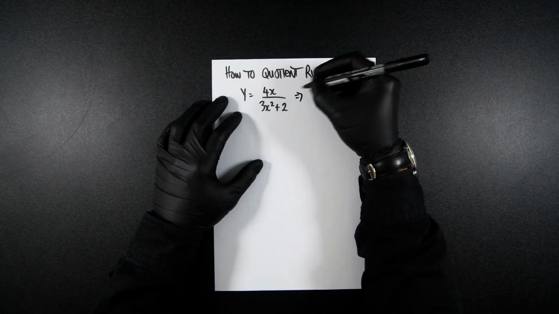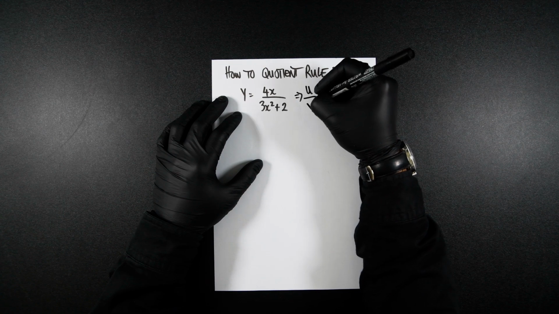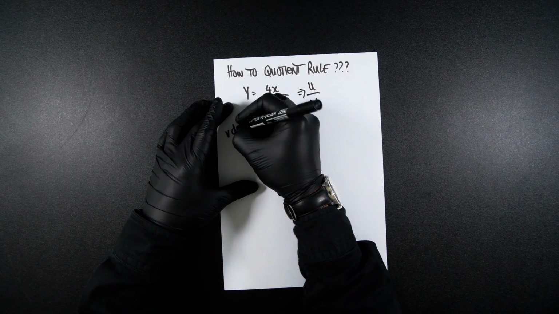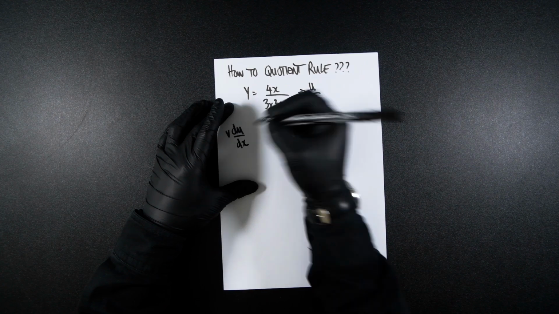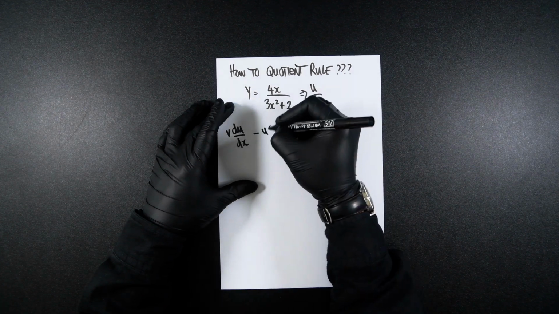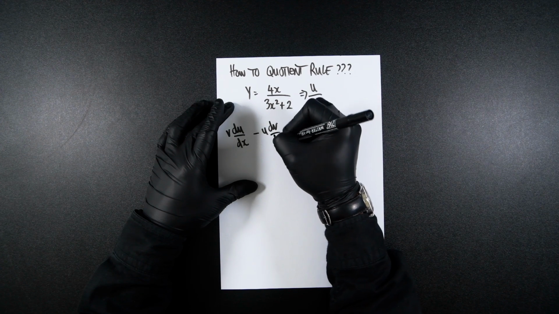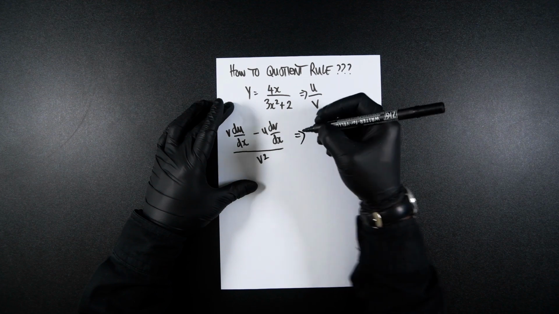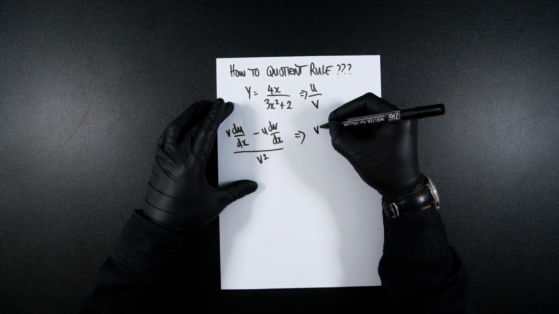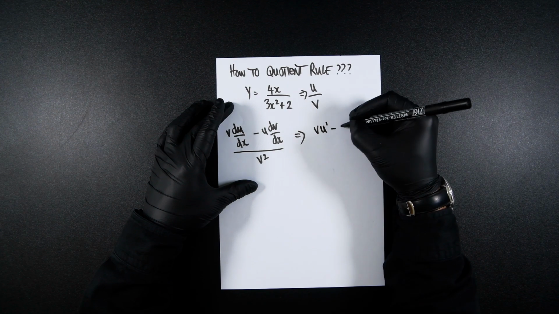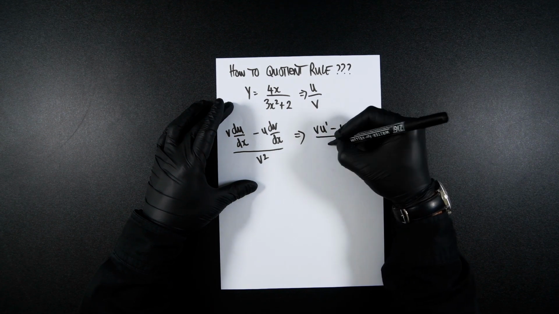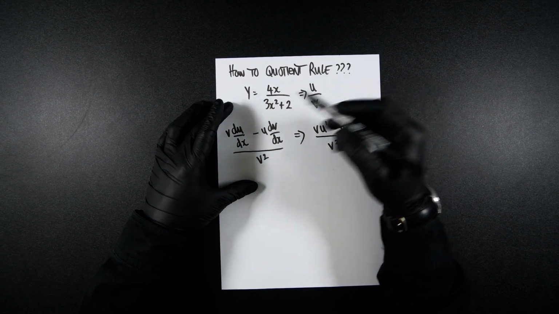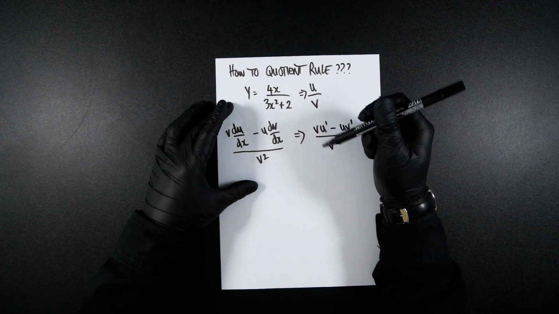The numerator is u and the denominator is v. The formula is v du over dx minus u dv over dx, all divided by v squared. This can also be represented by vu' minus uv' over v squared. u' or v' is the universal notation for something that has been differentiated once.